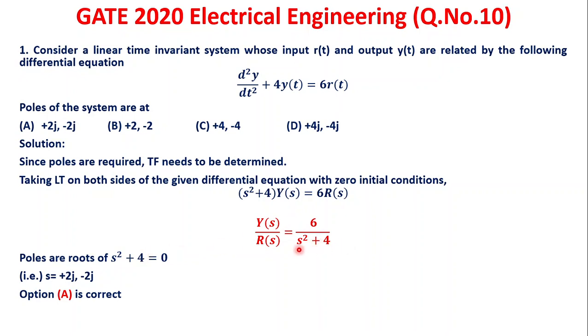So s square plus 4 is the denominator polynomial. If you find the roots of the denominator polynomial, s square is minus 4, so s is equal to plus or minus 2j. Plus 2j and minus 2j are the poles. See how easily you can score with just one or two steps. The only thing is you should know that this is so easy. If you feel this is how you can solve it, I am sure you can solve all the problems in control systems which I am going to explain.